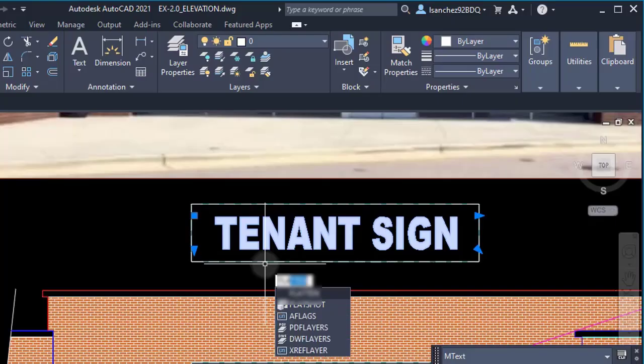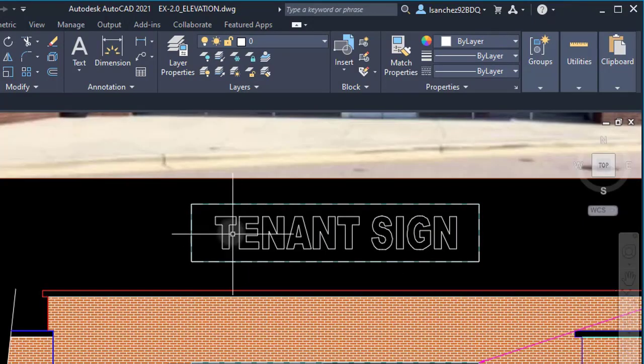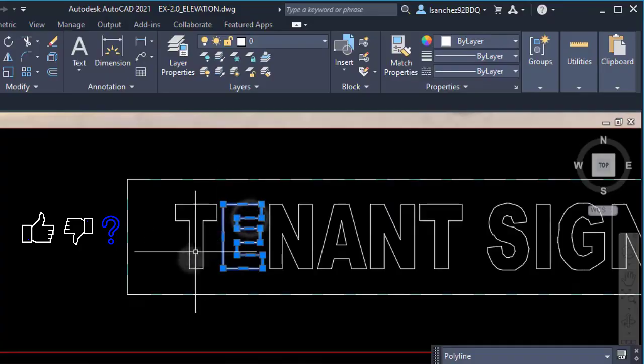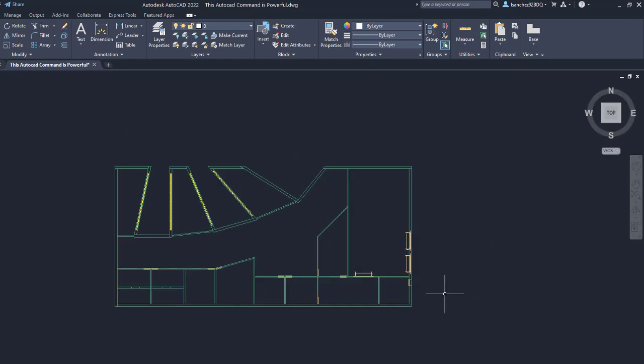Second, I didn't know that this command could also convert any text to a polyline by following the prompt yes. Hey, but this was not all. This command could also convert any 3D objects to a 2D one by following with the prompt no.